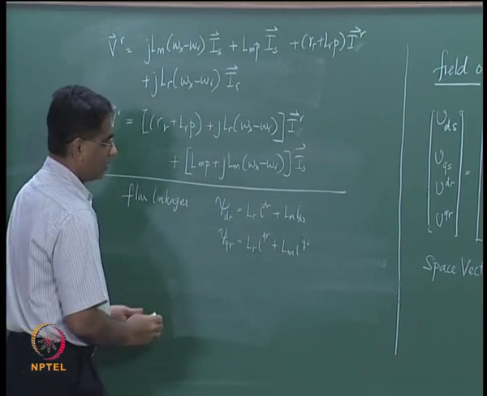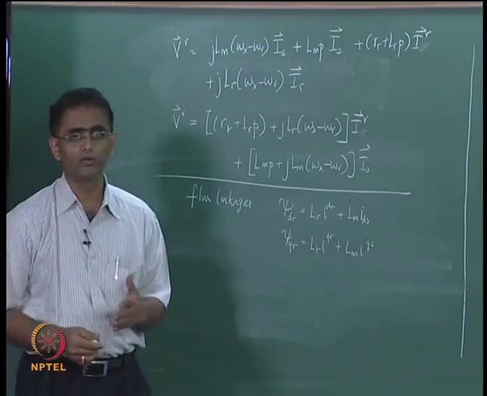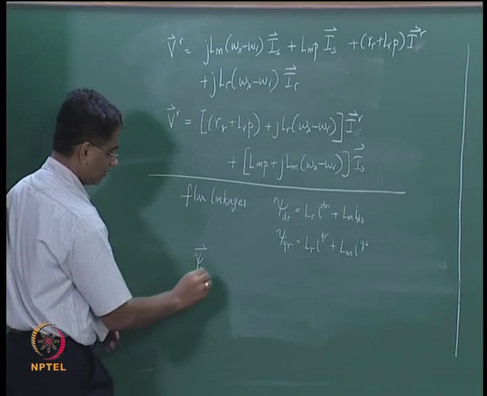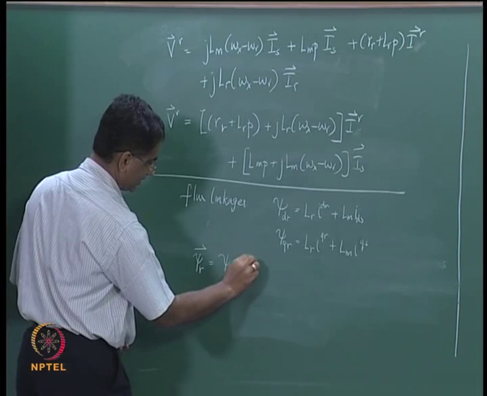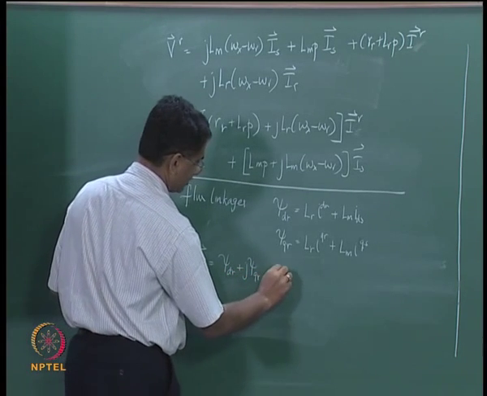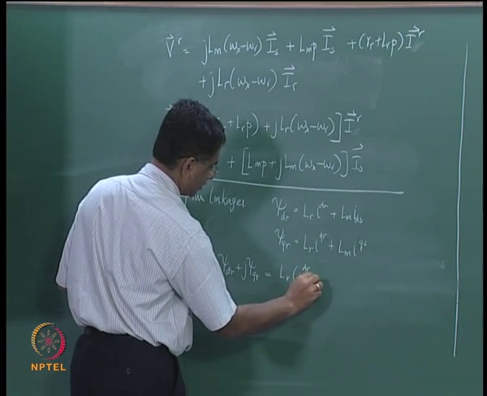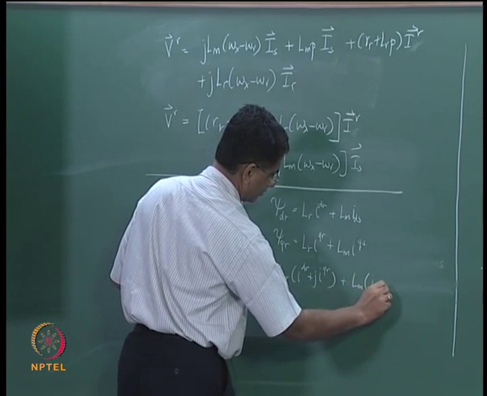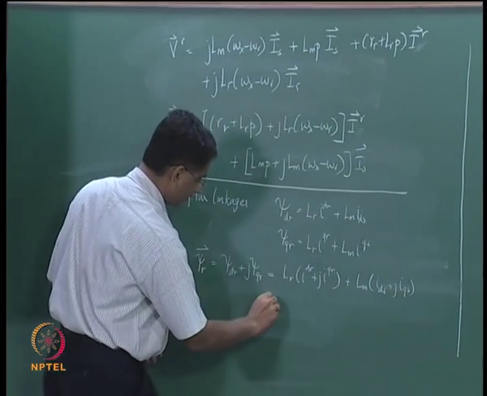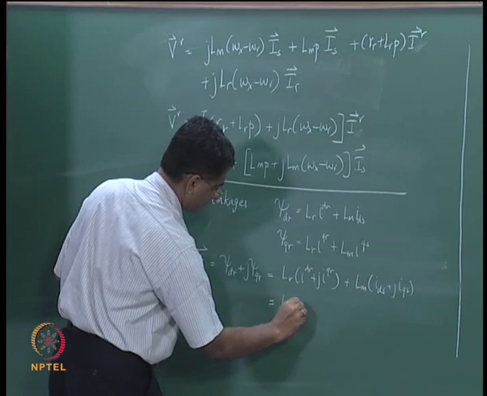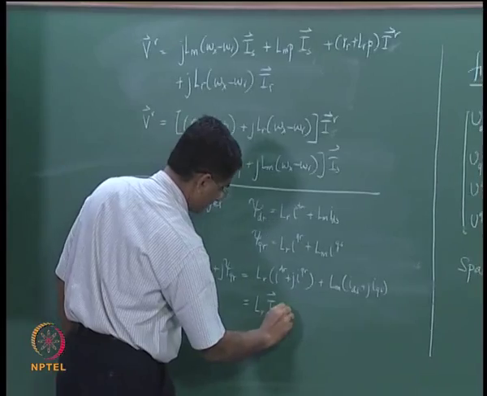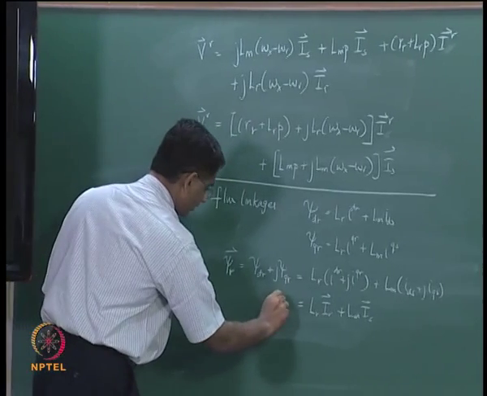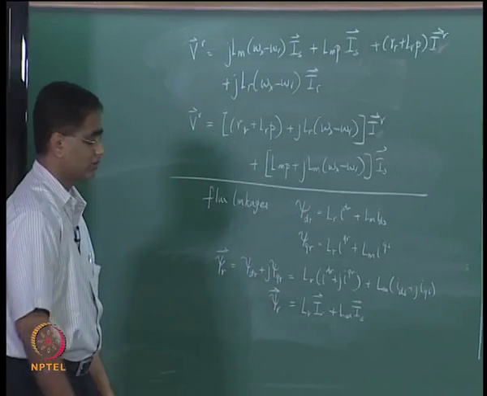Now one can, just like we had VDS plus JVQS represent the space phasor of the voltages, define the space phasor of the rotor flux vector to be psi DR plus J times psi QR, which means that is nothing but LR into IDR plus J times IQR plus LM into IDS plus J times IQS, which is nothing but LR into the space phasor of the rotor current and plus LM into the space phasor of the stator current. So these two together now form your space phasor of psi R.